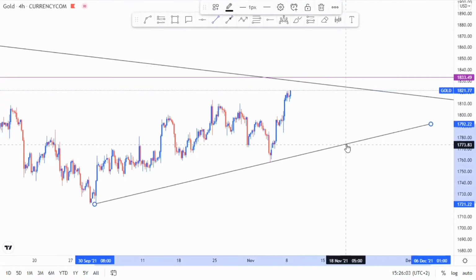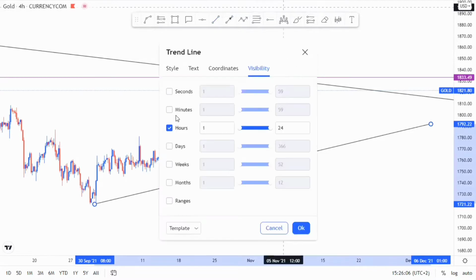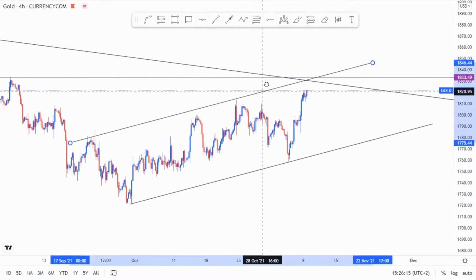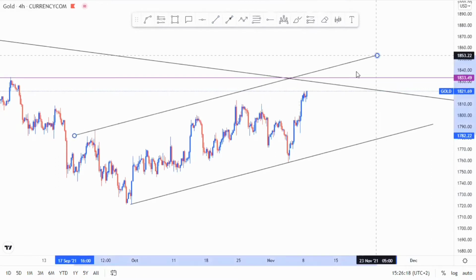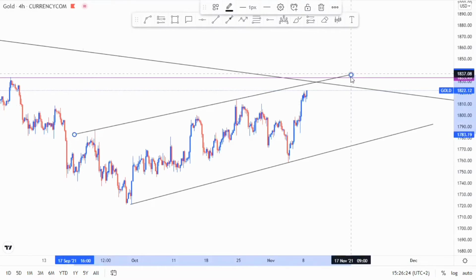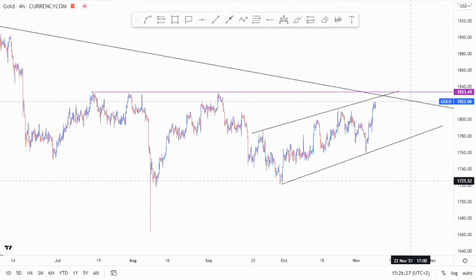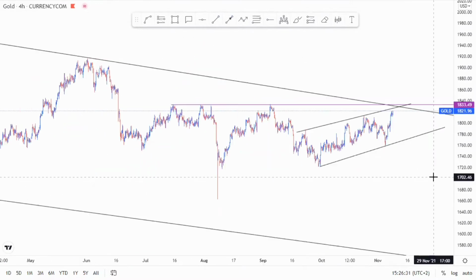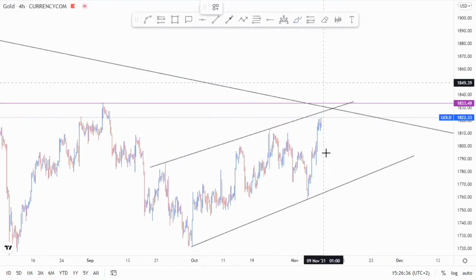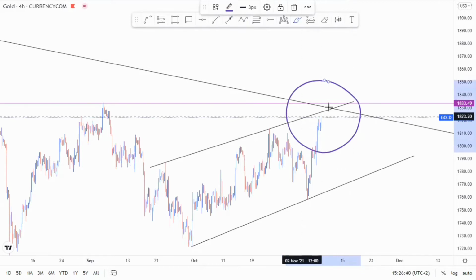Okay, let me just adjust the visibility to minutes also, and clone it to see if it fits. Okay, let me just adjust it again like this. And yes, I do see that we might have a pattern here. As you can see, this is a very sensitive area. So we'll be looking forward to what price does here at this sensitive area.